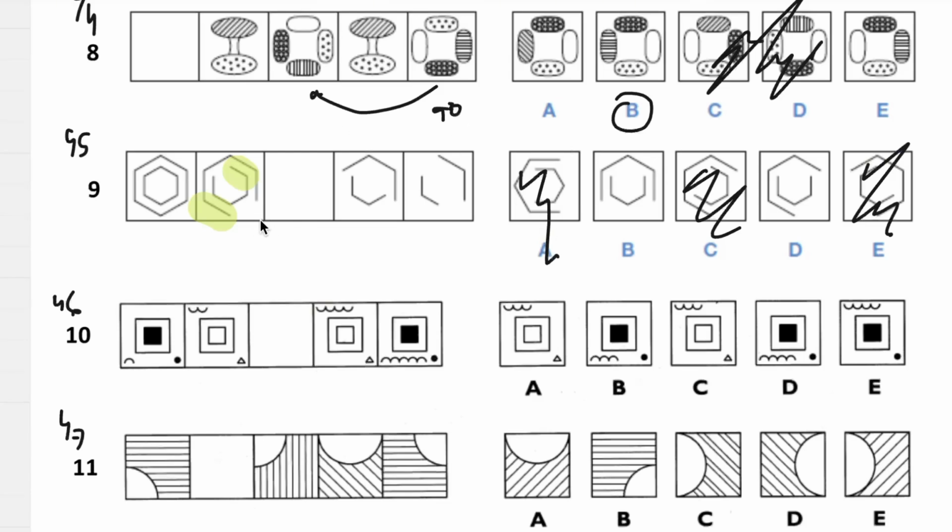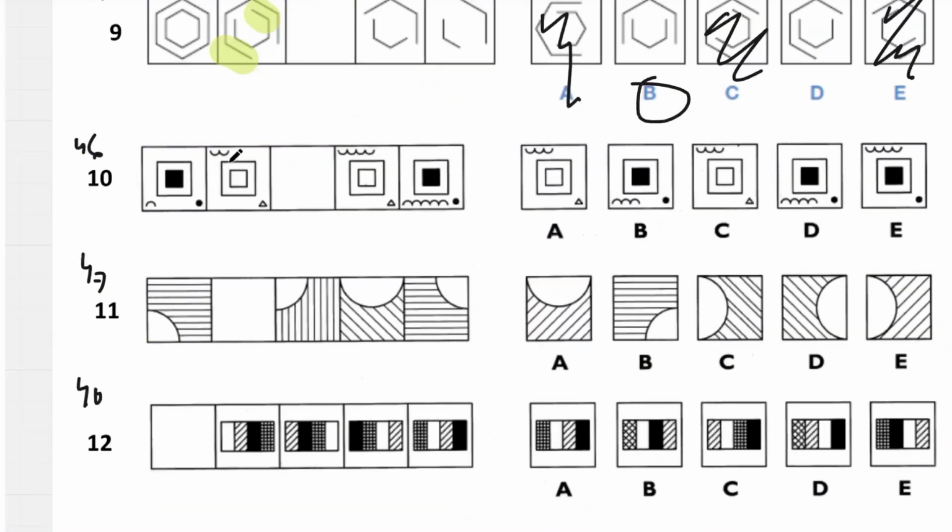And then if we pay closer attention, what's happening to the outside, we get rid of this, skip one, and then get rid of this, which means we're going in a clockwise direction, which means we're going to get rid of this one, and it's going to look like B if we get rid of this branch over here.